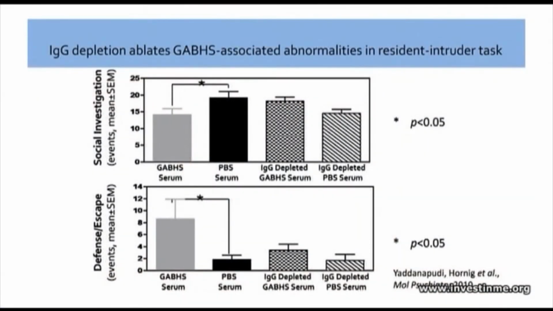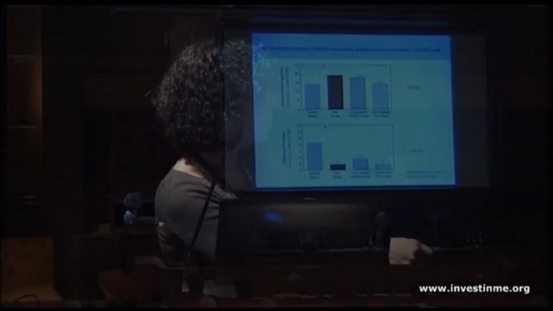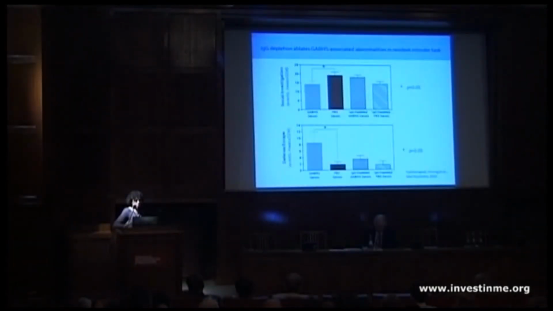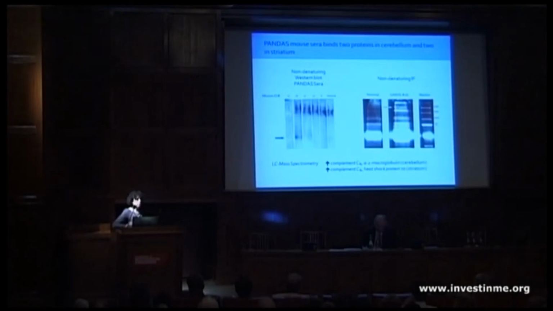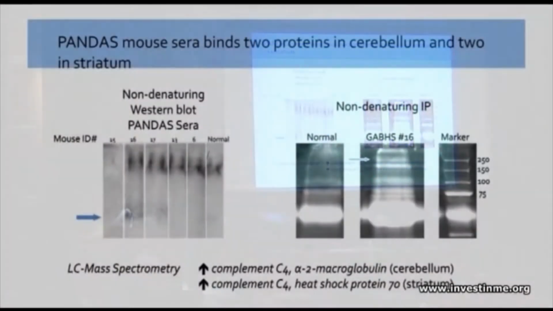And with the control, you don't see this. And then if you take the IgG out, depleting it before the injection, you see that you have returned to the normal levels of social interaction and the normal defense escape parameters. And we see similar phenomena with cognitive tasks that we have performed.